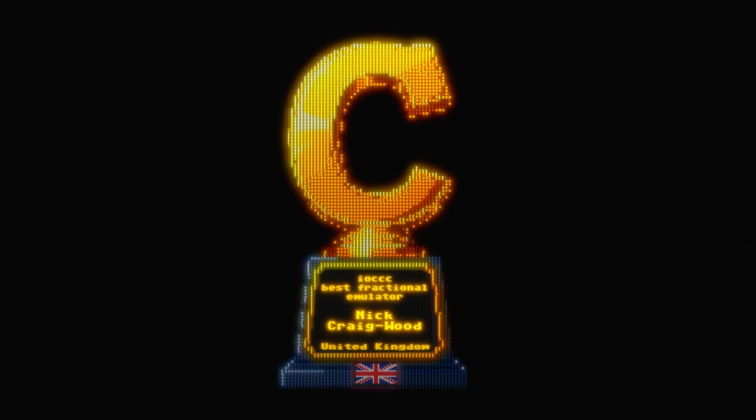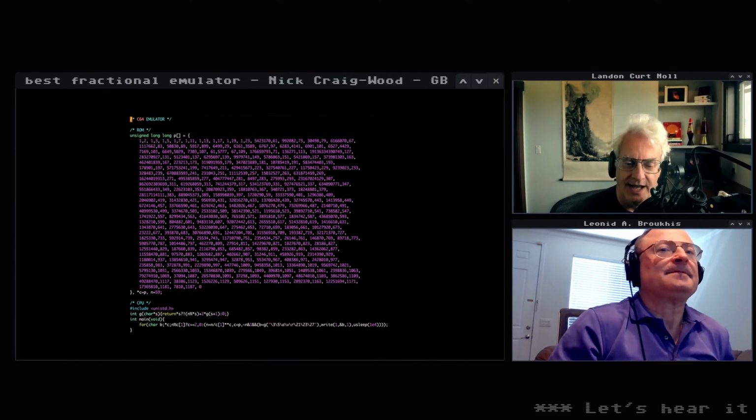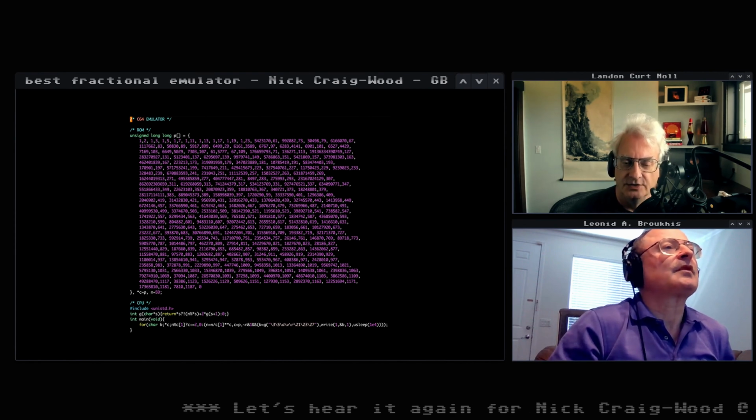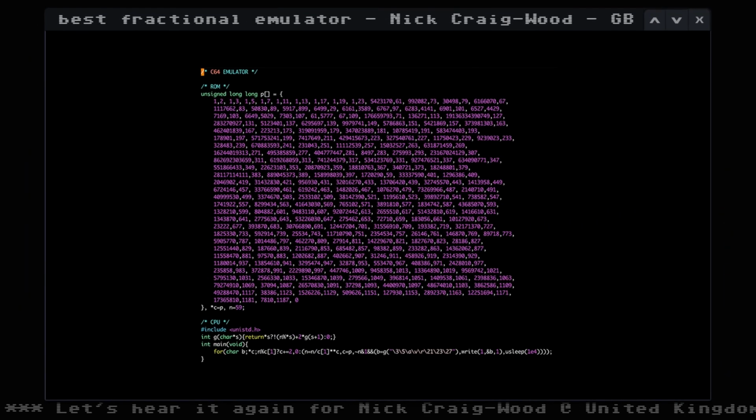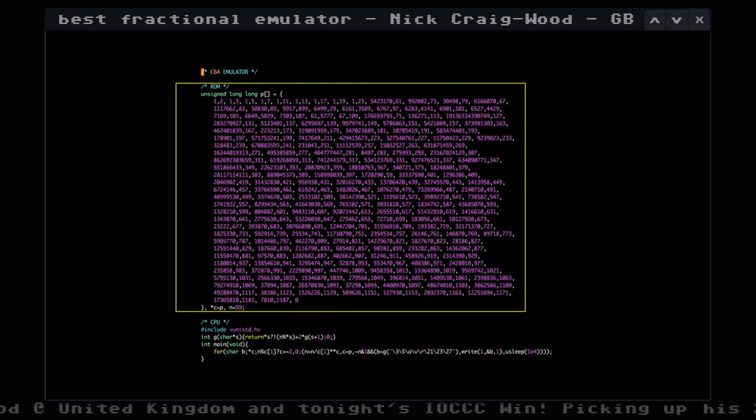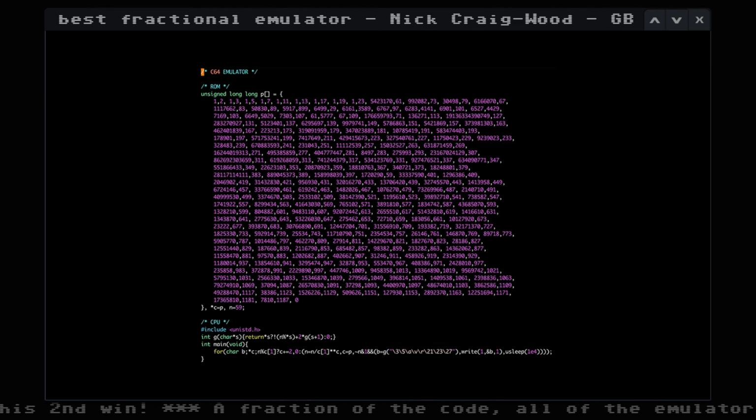And the IOCCC Best Fractional Emulator Award goes to Nick Craig Wood from the United Kingdom. And here is the code. If we look at this code, we see here that the code has this array of P there with some integers. That reminds me of the very first IOCCC winner. I hope it doesn't jump to this array.